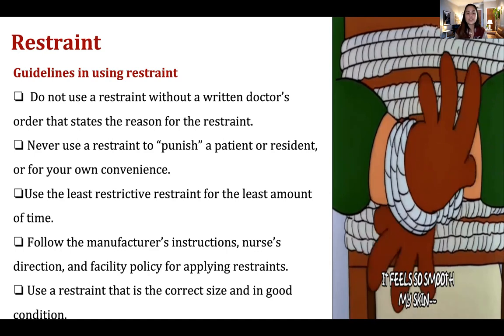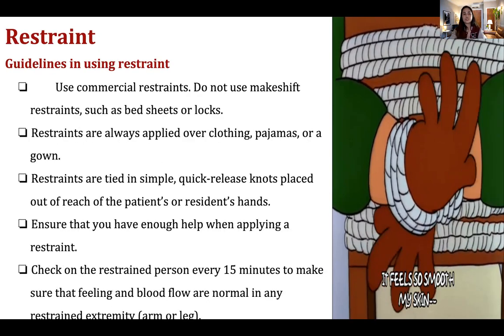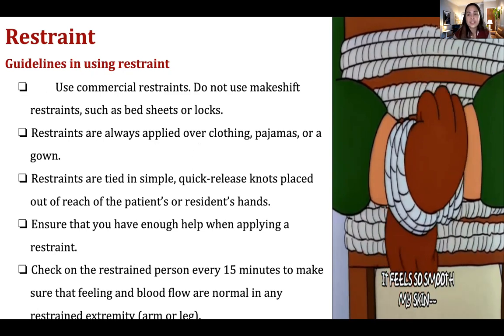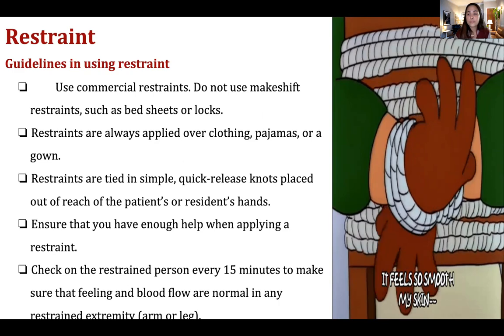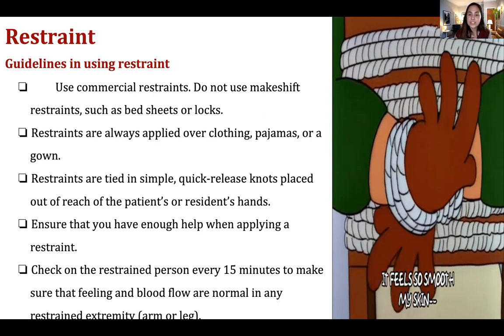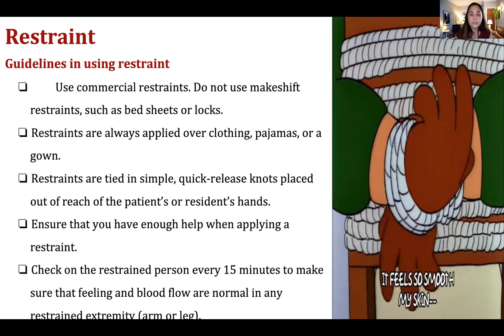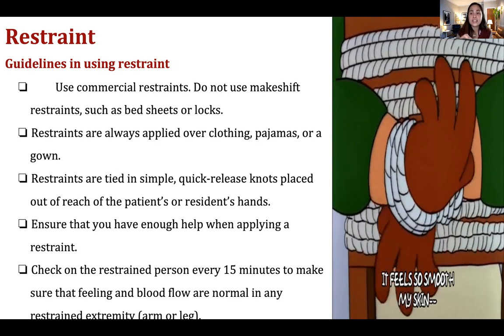Follow the manufacturer's instructions, nurse's direction, and facility policy for applying restraints. Use a restraint that is the correct size and in good condition. Use commercial restraints. In the Philippines, there is no available commercial restraint, so what is used is only bed sheets and pillowcases. That's not allowed because it is tighter and there's no soft part on the sheet. Commercial restraints have a soft part, so they are much safer. Restraints are always applied over clothing, pajama, or a gown. Restraints are tied in a simple quick release knot. Don't tie your patient as if you will not remove the tie. Make a ribbon knot to make sure it's released easily.